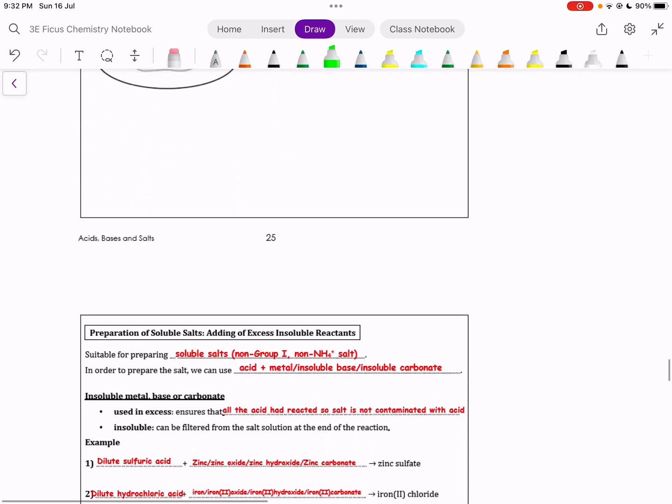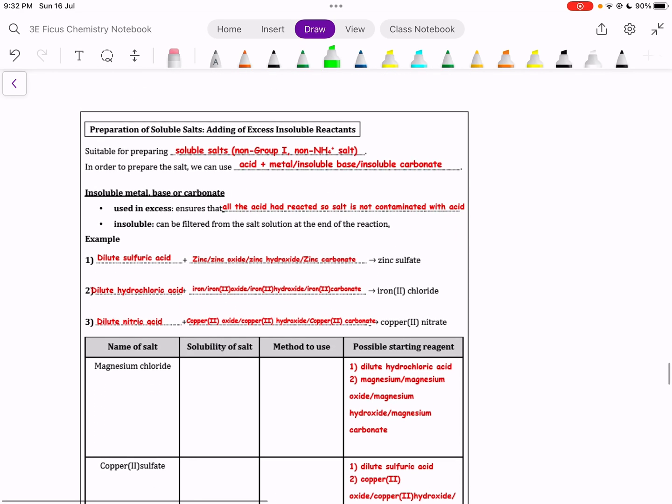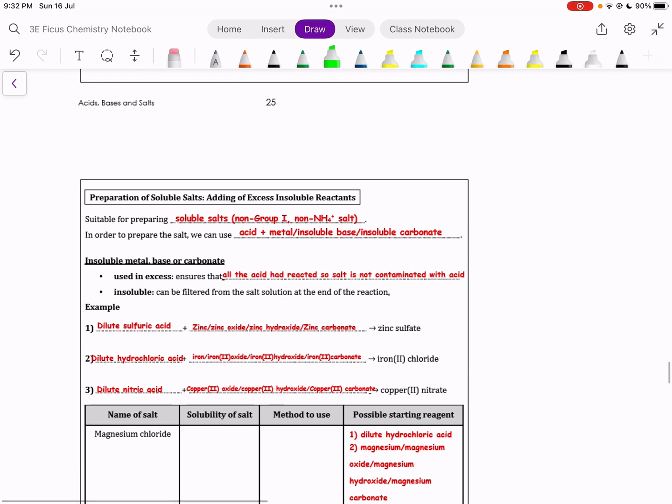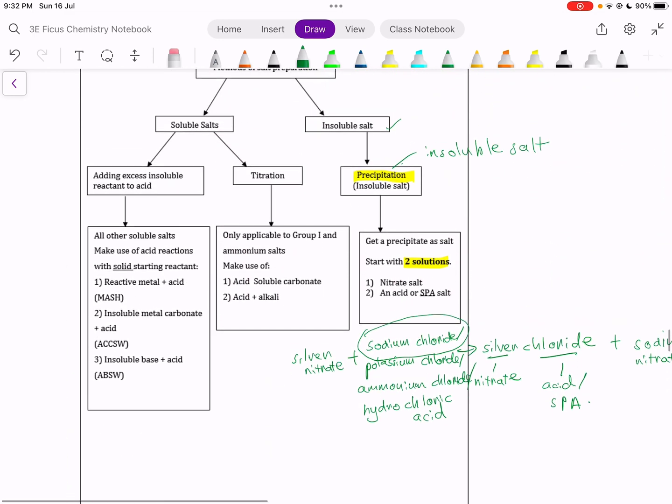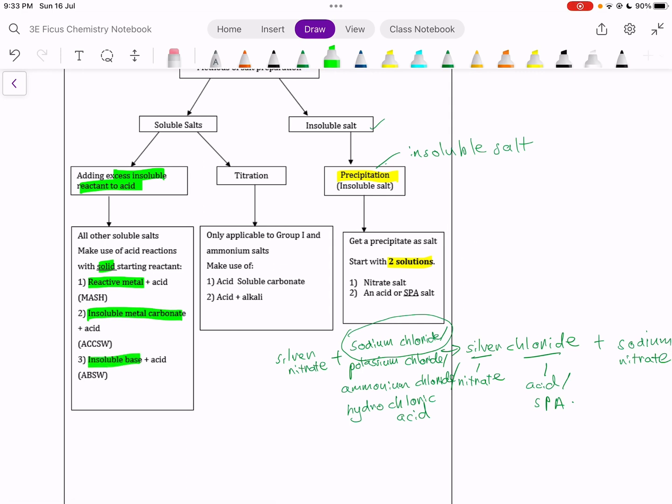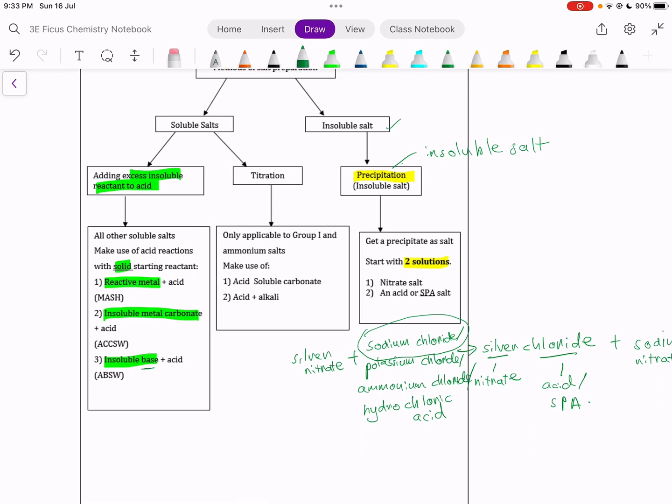So next one is adding excess insoluble reactants. Let me go back to this page, page 23. So adding excess insoluble reactant to acid. So what is that insoluble reactant? There are a couple of them. Solid reactants, so you make use of the acid reaction. It can be a metal, an insoluble metal carbonate, or otherwise an insoluble base. Of course, I hope you know what's a base. It's either an oxide or a hydroxide.